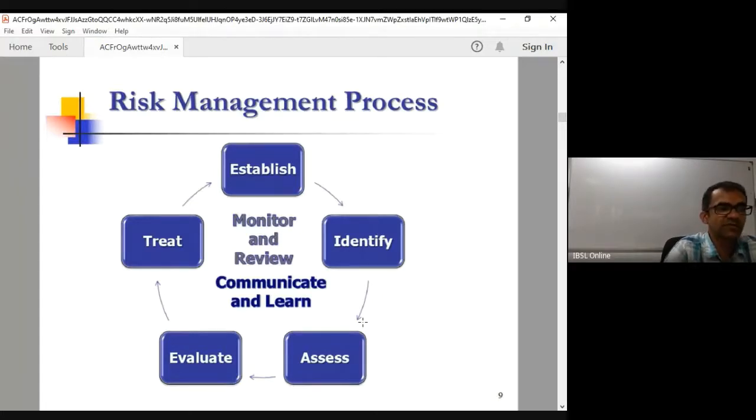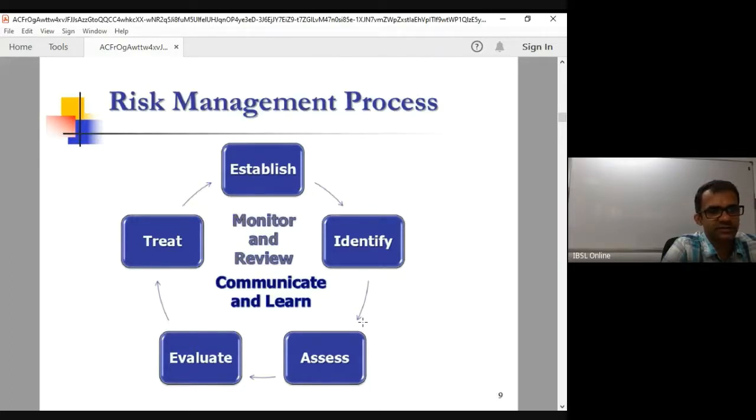If something happens, what to do. You have the proper document, but if it is not communicated to everybody, they don't know what to do. So therefore, this communication is very important. Not only establishing procedures and policies, that has to be communicated to the people in the organization. And the other thing is learning.